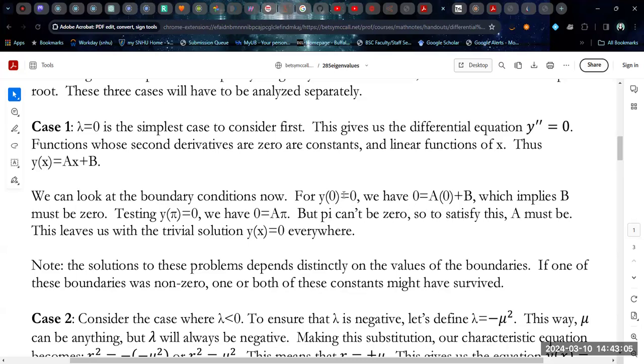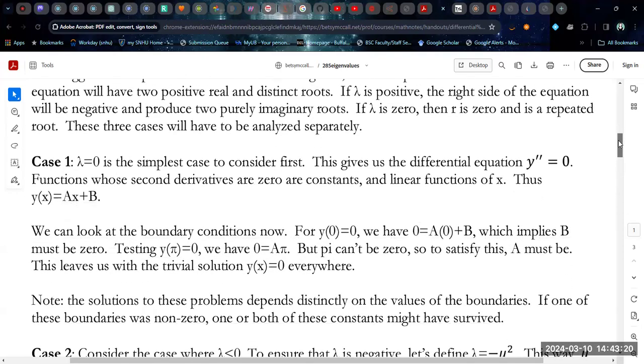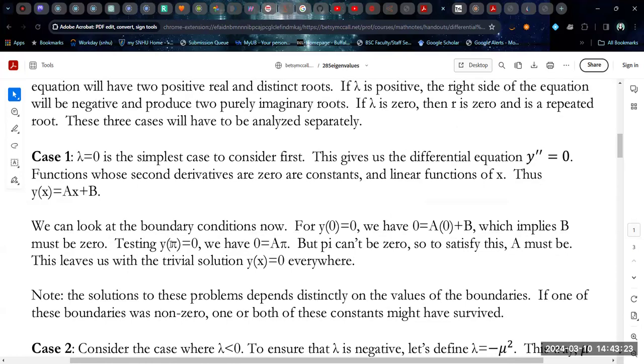So if we plug in y of 0 is 0, then we get b to be 0. And if we test a value for our L, in this case we were very generic, but it doesn't really matter what the exact value is. If we plug in pi for L, then we're going to get 0 equal to a times pi. But even if we weren't using pi, any value of L would also require a to be 0.